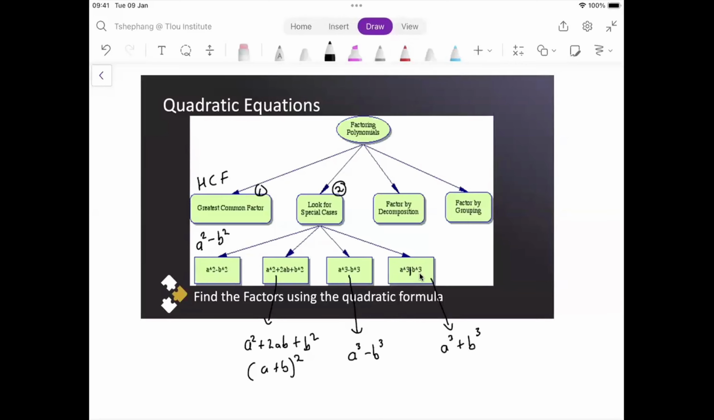So you put apples in one basket and bananas in one basket. What I mean by that is you'll group the x's together, the numbers together, or the y's together, or whatever letter was given to you.